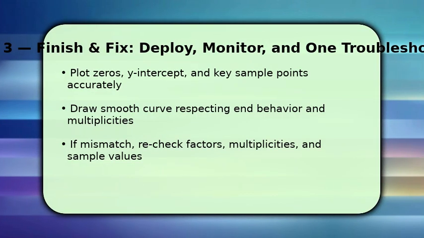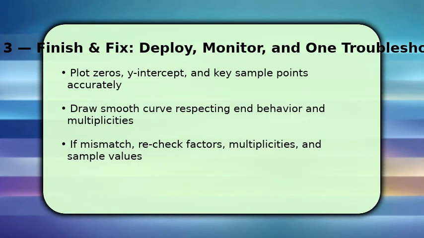Once complete, inspect for continuity and correct crossings or touches at each root. If something looks off, recheck factoring and multiplicities and recompute one or two sample values. Arithmetic errors are the usual culprit. Make sure the graph aligns with degree-driven ends and local behavior before calling it done.